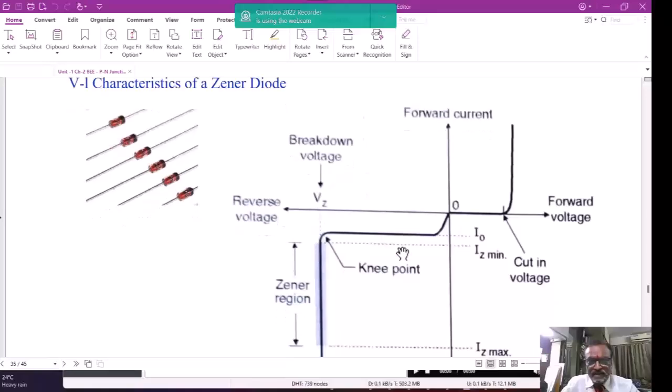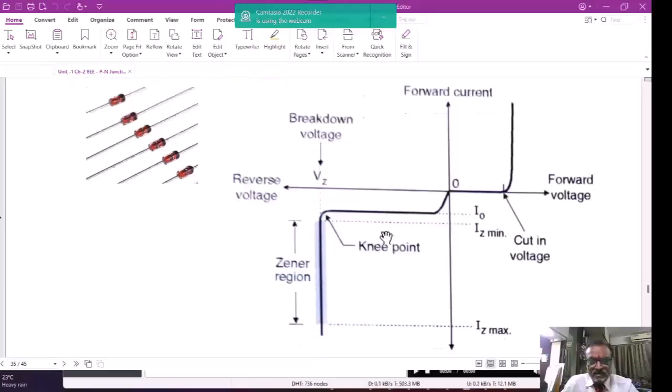If you see these VI characteristics, in the first quadrant, the y-axis contains the current through the Zener diode and the x-axis contains the forward voltage applied. Up to the cut-in voltage, the current through the diode is very small. After that, if the forward voltage exceeds the cut-in voltage, suddenly the current increases exponentially, and it is governed by the Shockley relationship, which is the same as an ordinary p-n junction. Whereas the most important characteristic is the reverse breakdown characteristic. So let us focus on this.